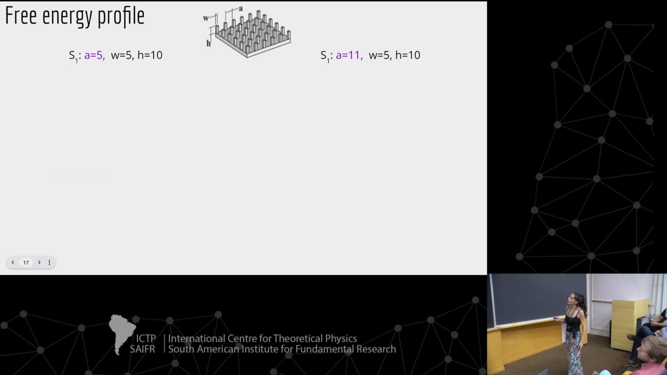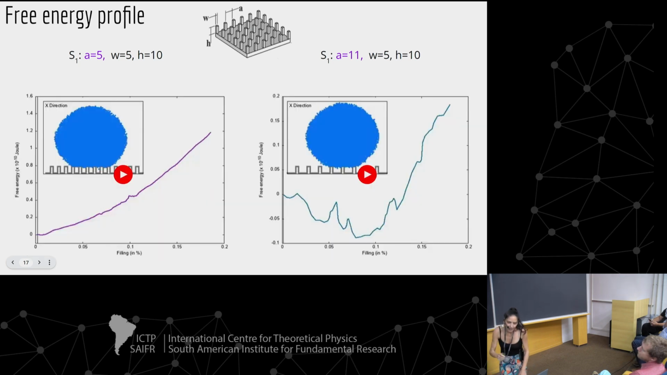Okay, so let me show you what we have discovered. So now we are doing it for the simpler system with a simpler substrate, which is the pillared one. I'm calling it S1. I'm not changing the width, nor the height. I'm only changing the distance between pillars. So for this first example, the first movie that I will show in a minute is for a surface that has a small distance between pillars, and then I will compare it with the one that has a little bit bigger distance.